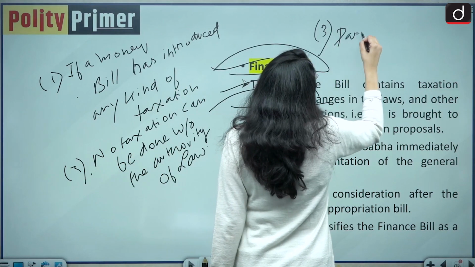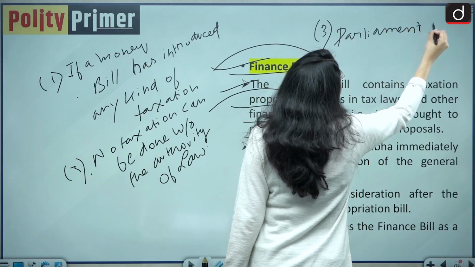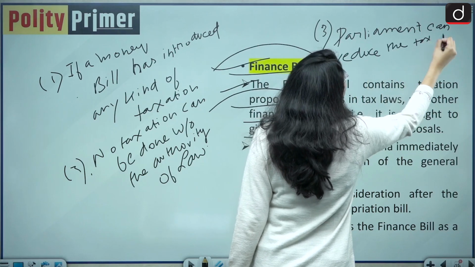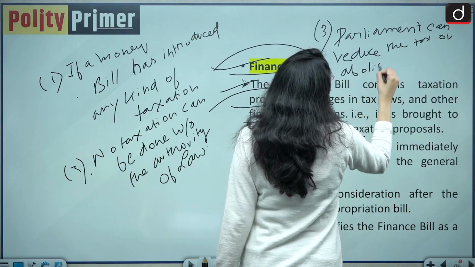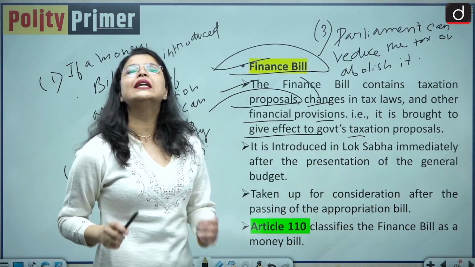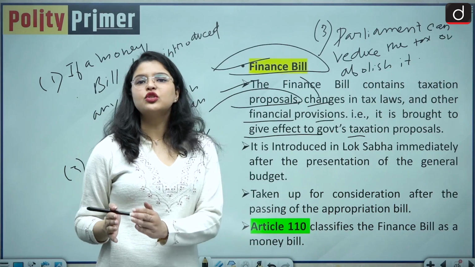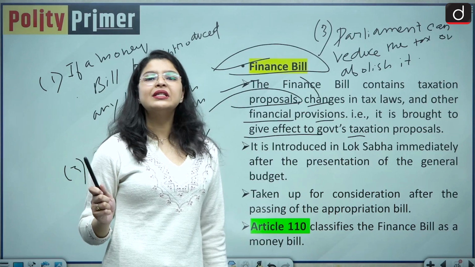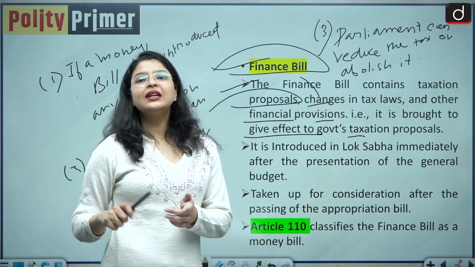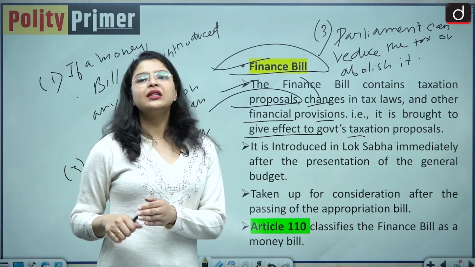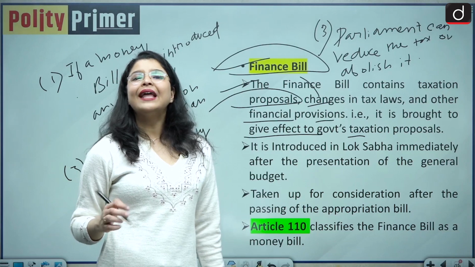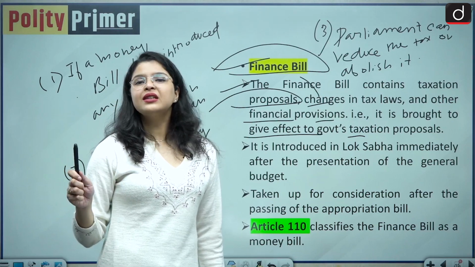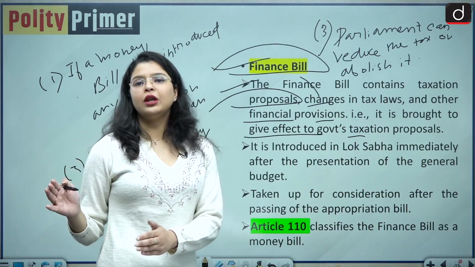Thirdly, Parliament can reduce the tax or abolish it, but it cannot increase the tax. For example, the government in the budget speech or in the finance bill mentions that yes, we are going to tax the online gaming sector at 28%. So definitely it can abolish this tax. It can think that okay, this is unreasonable, we are not going to do this. And it can also reduce the tax to 25%, but it cannot say that it is increasing the tax that is being levied on the online gaming sector.